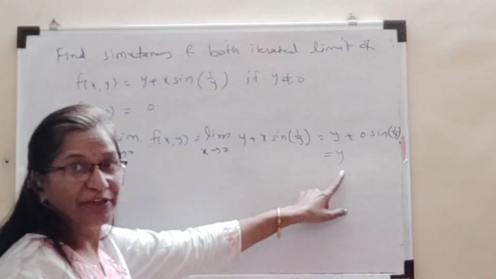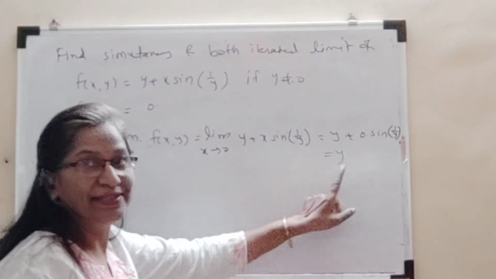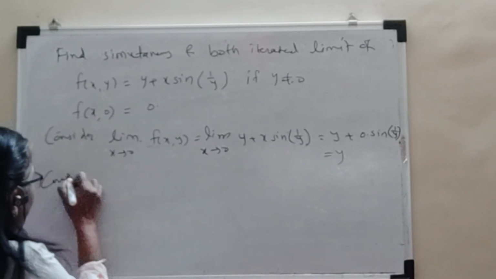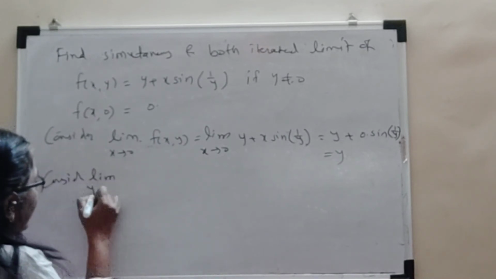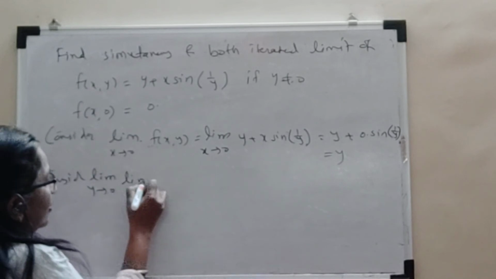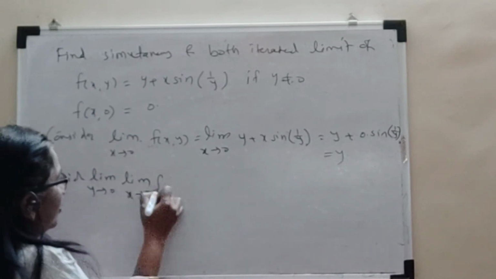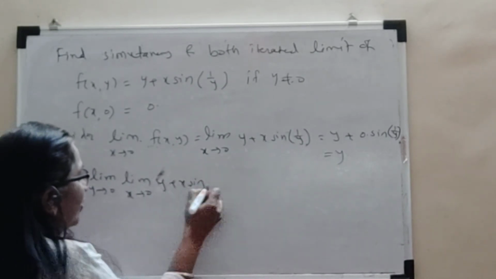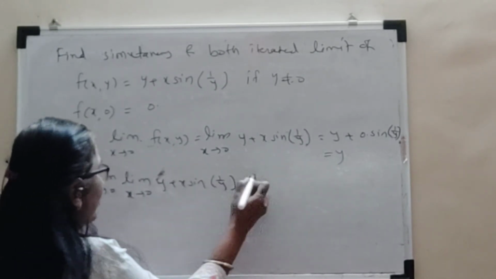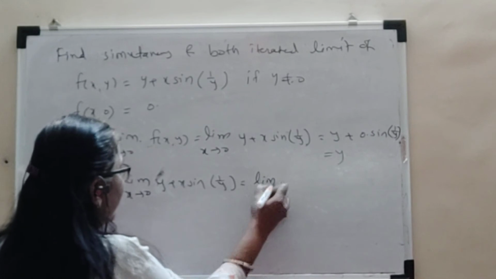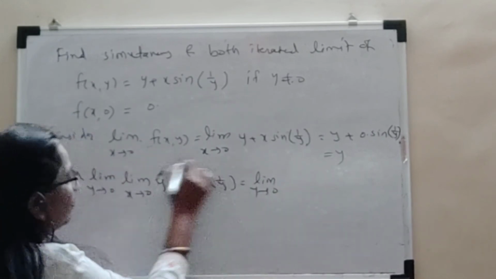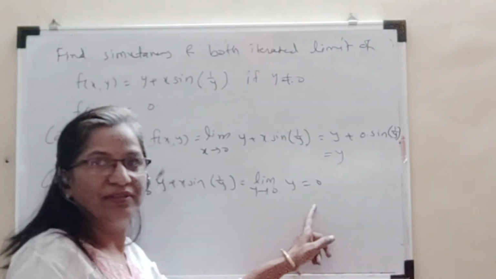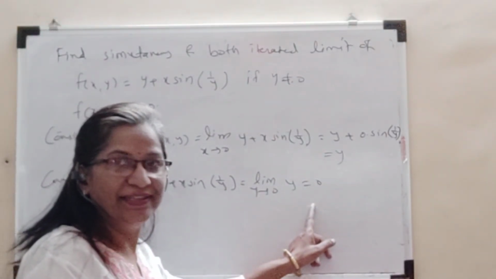Take the limit of phi of y, which is equal to y as y tends to 0. So consider the limit when y tends to 0, of the limit when x tends to 0, of f of x, y, which is nothing but y plus x into sine of 1 by y. That is equal to the limit when y tends to 0; this limit part we know is equal to y, and that is equal to 0. So therefore this iterated limit exists.